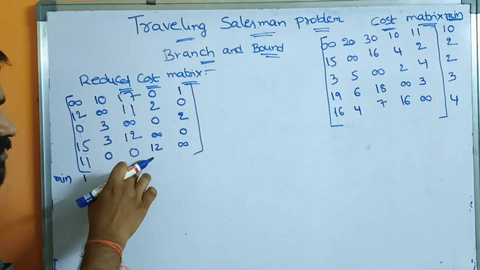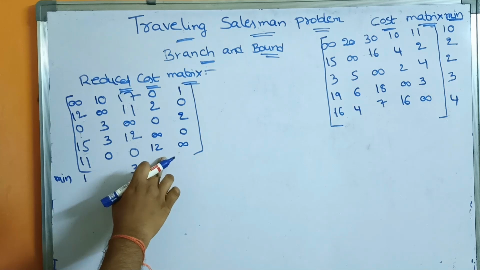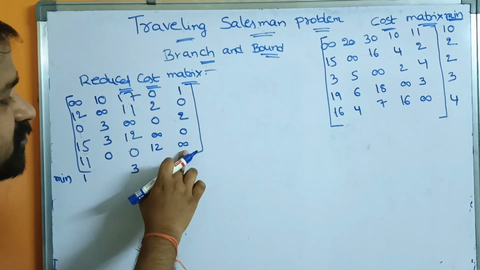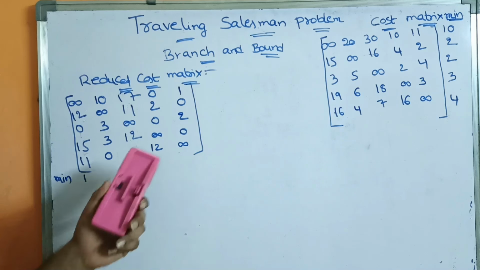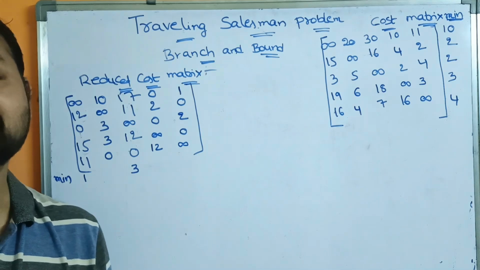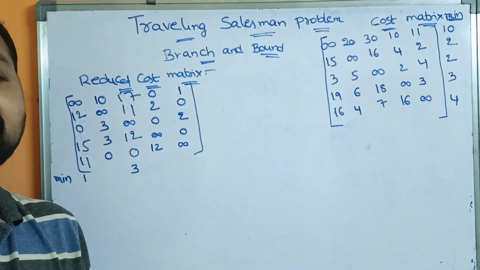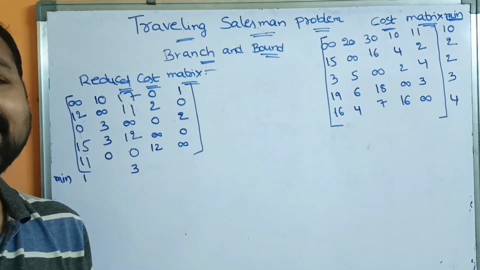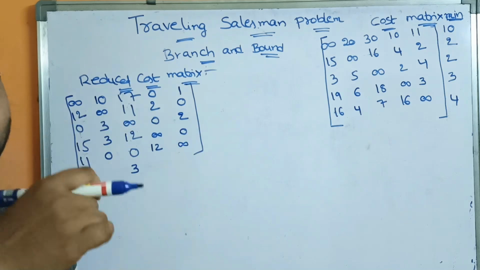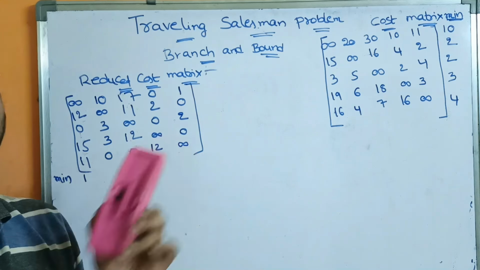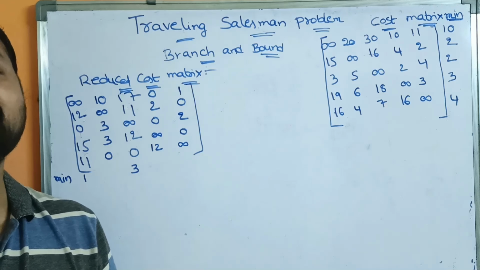In this column also one entry is 0. In this column also one entry is 0. In this column also one entry is 0. So we can say that this is the reduced cost matrix. So what is a reduced cost matrix? If at least one entry in each row as well as column is 0, then we can say that it is a reduced cost matrix.